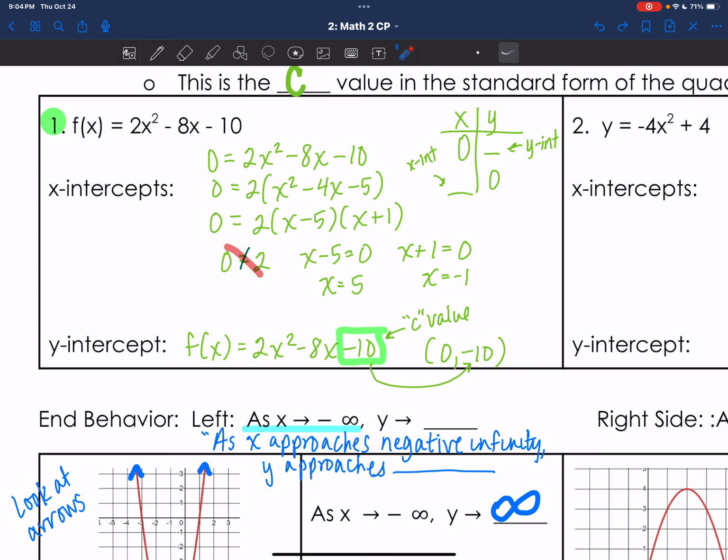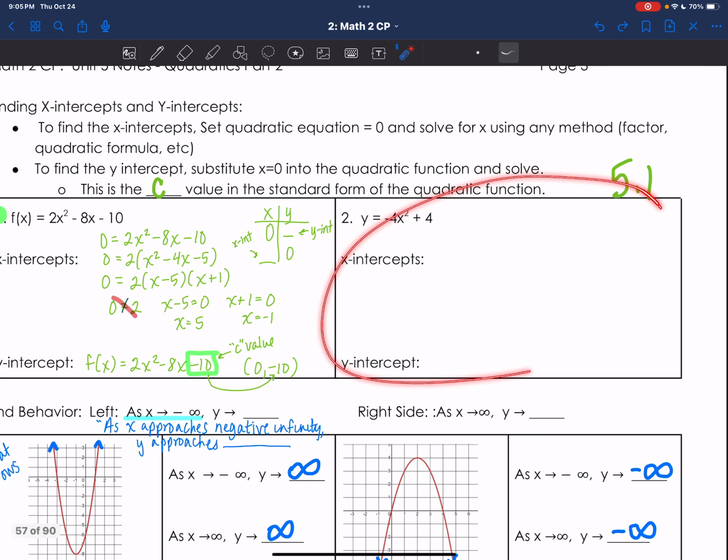And then the y-intercept is really easy. If it's in standard form, just look at the c value, and then you write it as an ordered pair. So that would be -10 here. And then for your ordered pairs, it would be 5, 0, or -1, 0 for your x-intercepts. All right, go ahead. You're going to try that one.